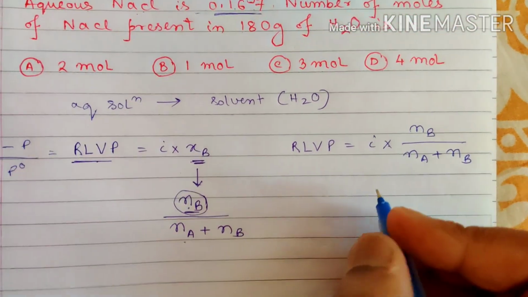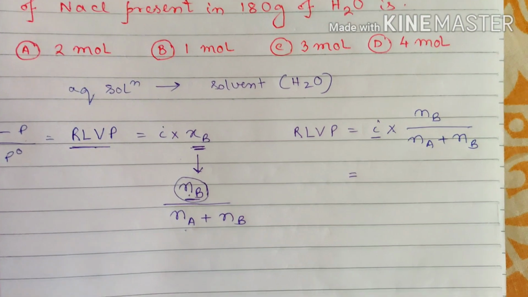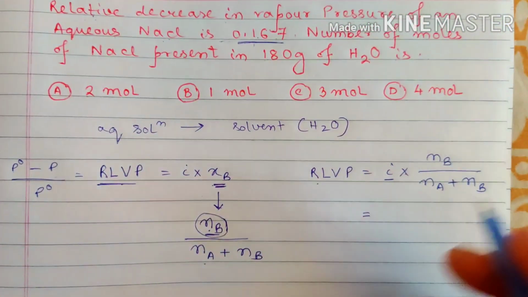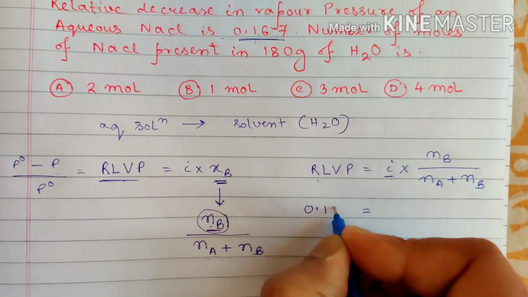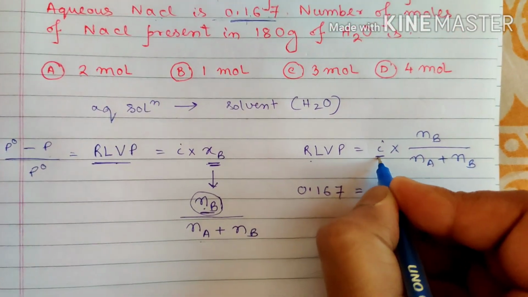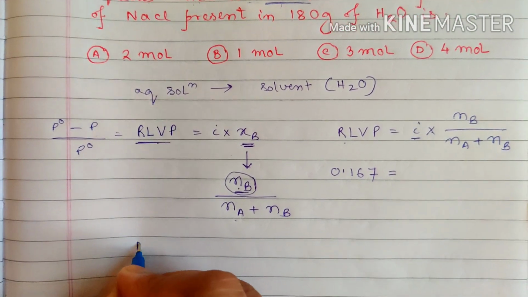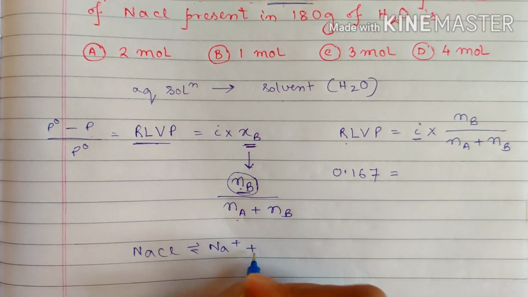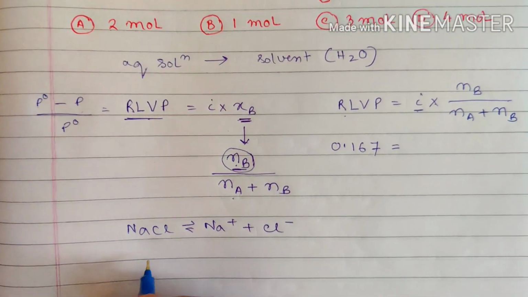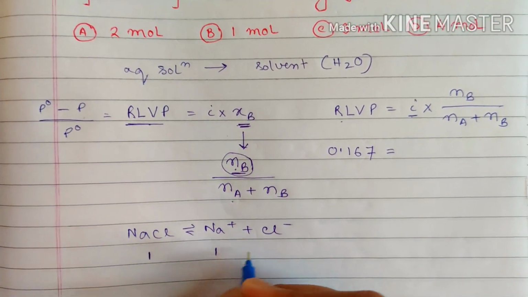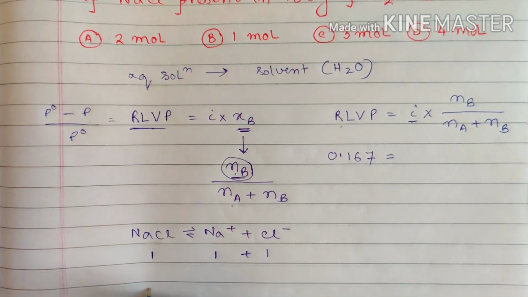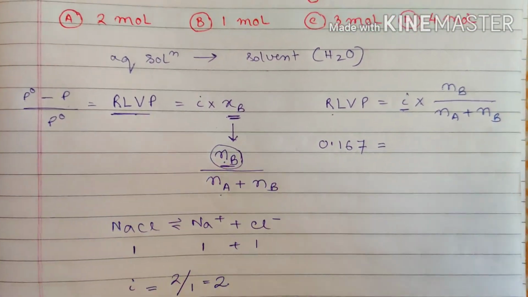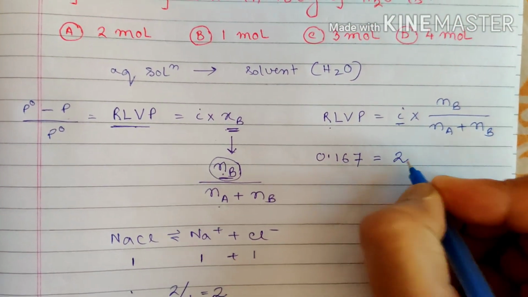Now let us figure out. RLVP is already given in the question, which is 0.167. So I am writing 0.167 equals i, the Van 't Hoff factor. NaCl is obviously an electrolyte, a strong electrolyte, so it will be dissociated to Na plus and Cl minus. Initially there was one particle, now it is 1 plus 1, 2. So the i value should be 2 by 1, which is 2. I hope it is clear. Now here it is 2.